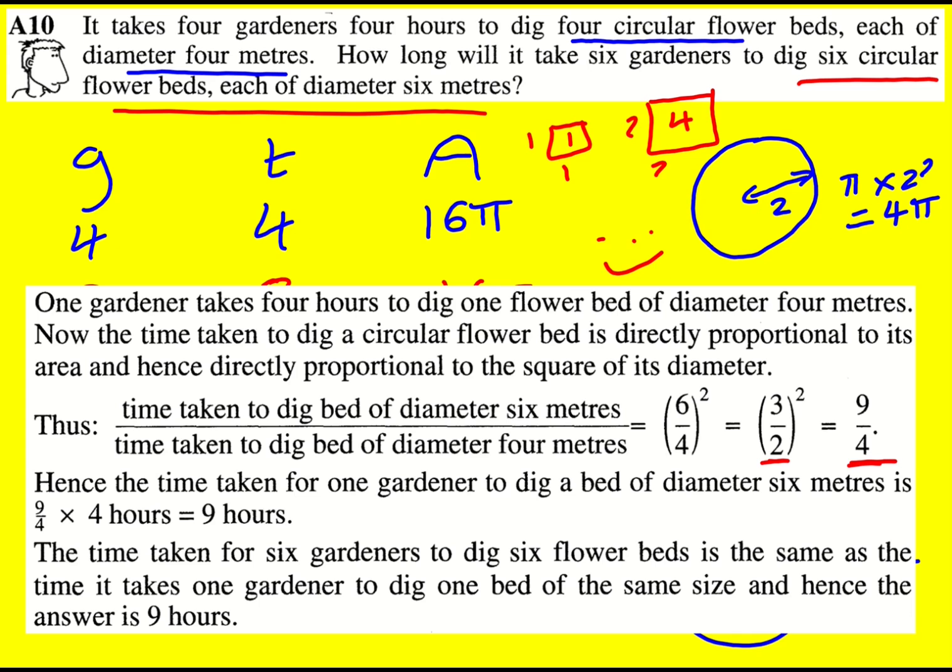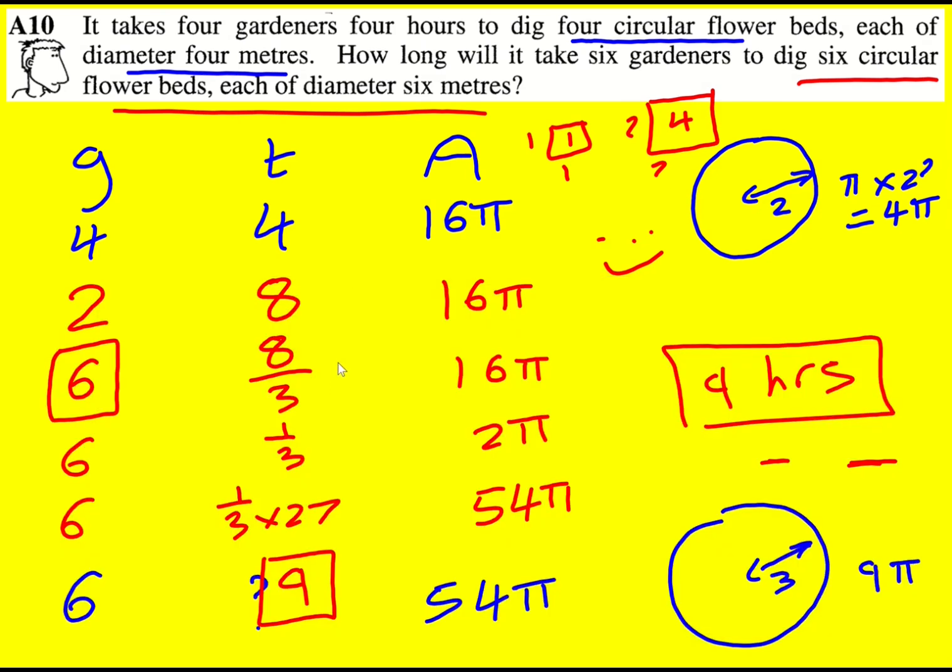And what this means is because we've got 6 gardeners then digging 6 circular beds, that's going to be equivalent to 1 gardener digging 1 circular bed. The time taken is going to be 9/4 times as much. So we take our 4, we times it by 9/4, and the same answer that I got, it's going to be 9 hours. So yeah, it's a good approach. It avoids the three-way proportion method that I've had to resort to, but both are good.